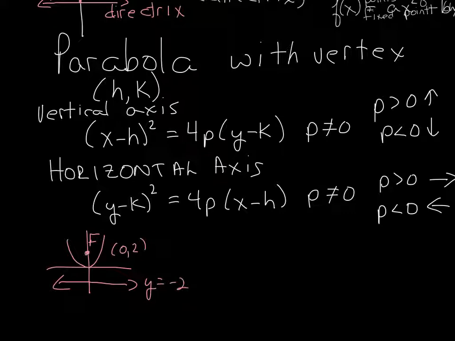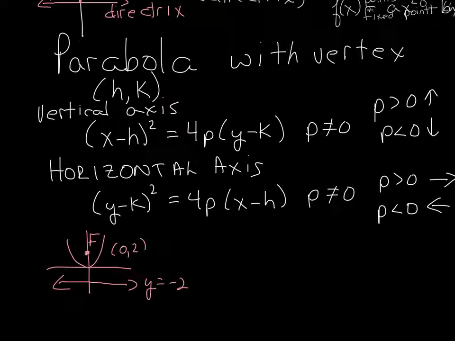It tells you how far apart they are: how far the focus is from the vertex, and then it's the same distance from the vertex to the directrix. So they're the same. In this case, P is 2.